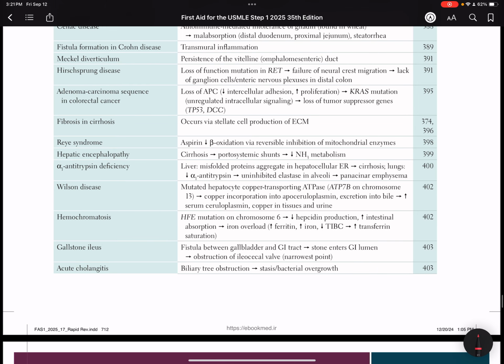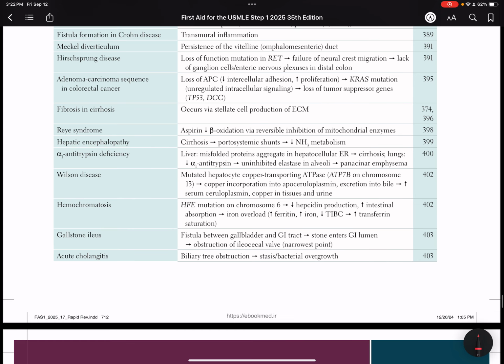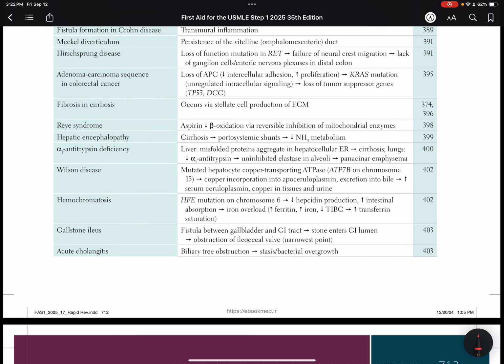Next condition is fistula formation in Crohn's disease. What causes fistula in Crohn's disease? Fistula formation in Crohn's disease is caused by transmural inflammation. Transmural inflammation. If you see a question saying transmural, that means they are hinting towards Crohn's disease. Next condition is Meckel's diverticulum. Meckel's diverticulum is persistence of vitelline omphalomesenteric duct.